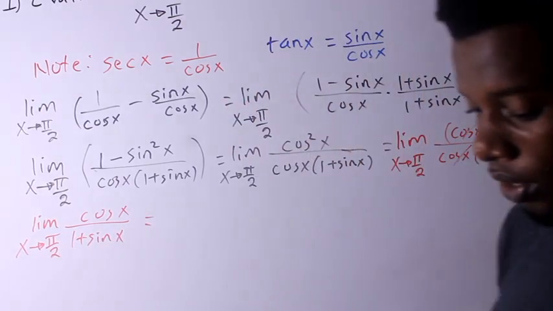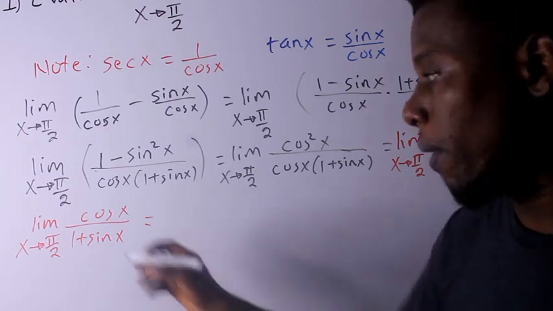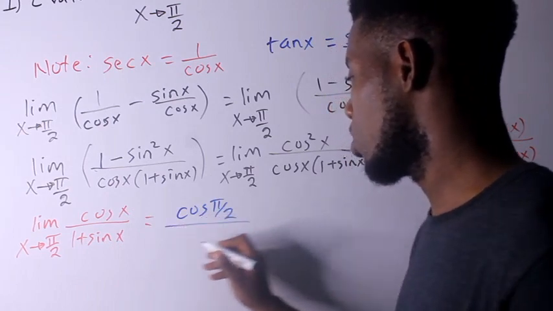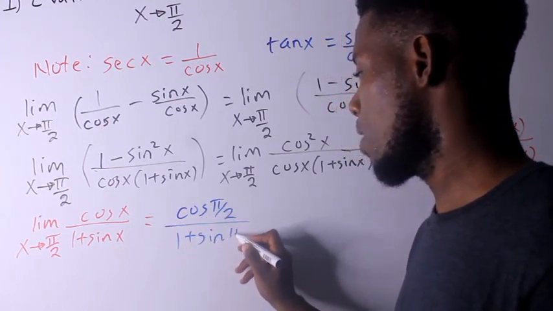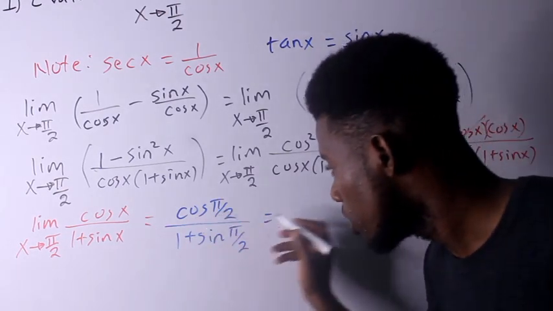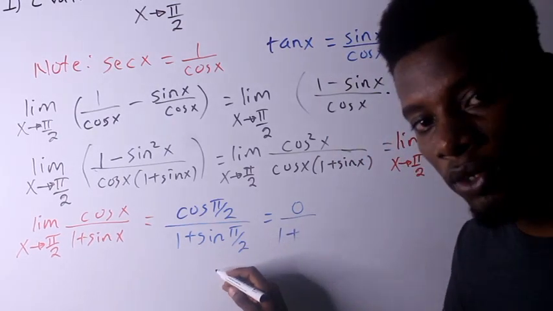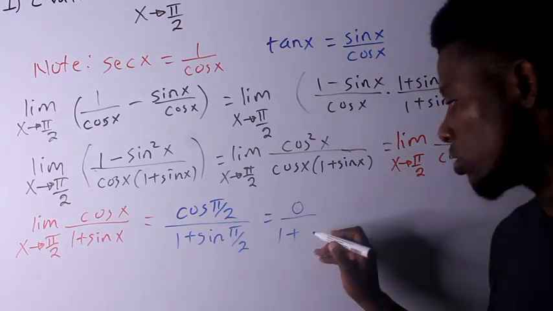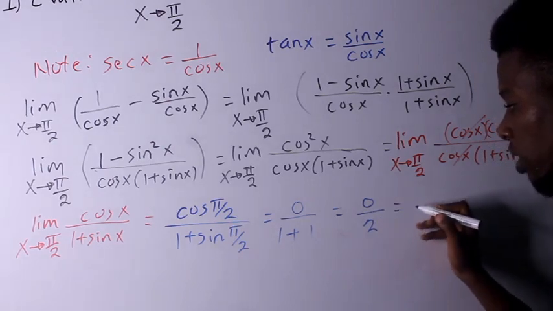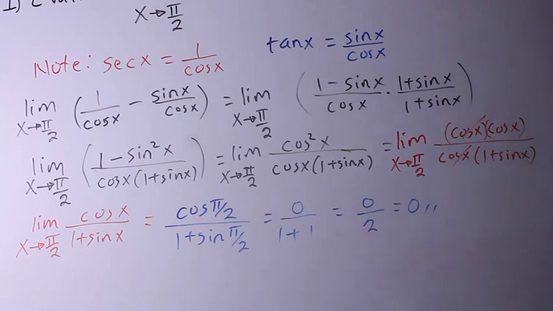And then once we do that, we can do direct substitution. Anywhere we see an x, we replace it with pi by 2. So we have cos pi by 2 all divided by 1 plus sine pi by 2. Now pi by 2 is 90 degrees. So cos 90 degrees is 0, all divided by 1 plus sine of 90 degrees, which is 1. So we have 0 over 1 plus 1 is 2, and 0 divided by 2 is 0. That's the result for this particular question.